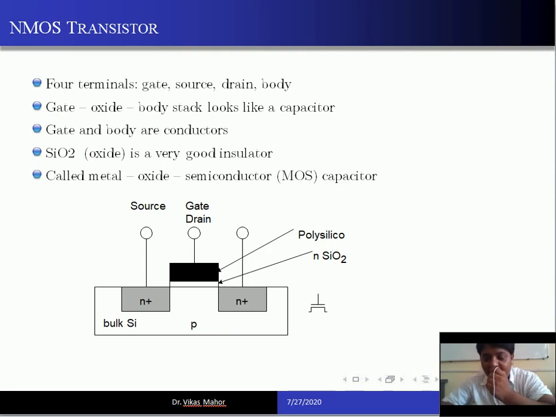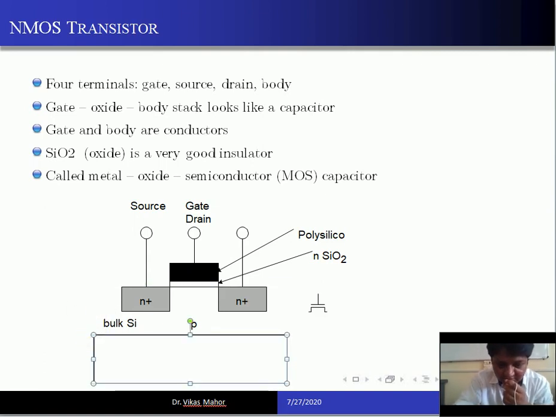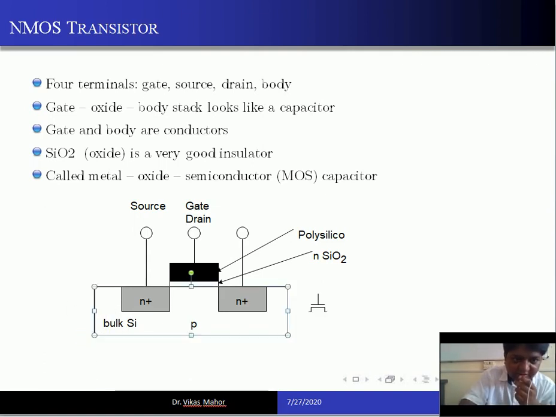Let's move forward. Let's quickly jump to the NMOS transistors. Fine. So what are NMOS transistors? Let us consider what is NMOS. How to make an NMOS? You start from a p-type substrate. This is a p-type substrate.